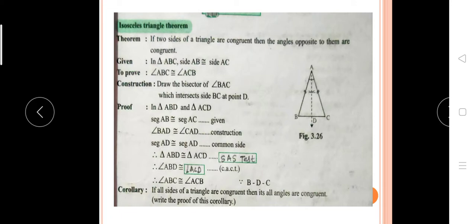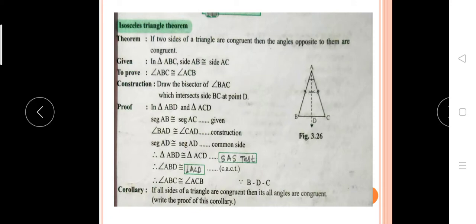If two sides of a triangle are congruent, then the angles opposite to them are congruent. We have to prove that if two sides of a triangle are congruent, that's why the theorem name is isosceles. If two sides of a triangle are congruent, then the angles opposite to them are congruent.